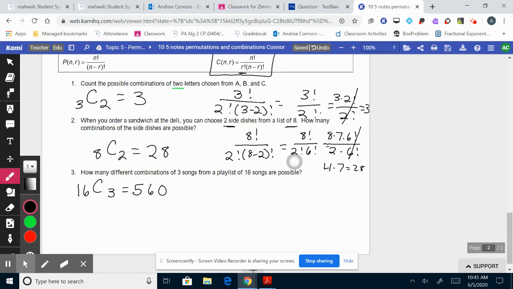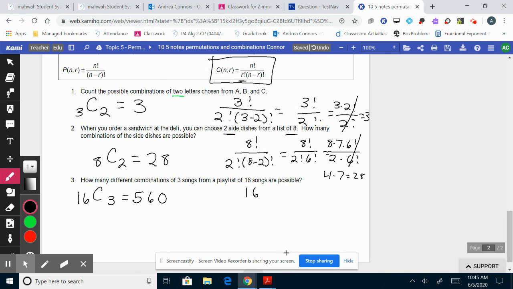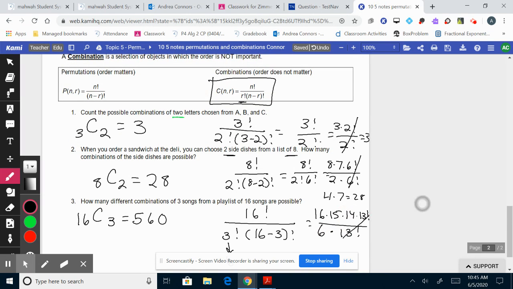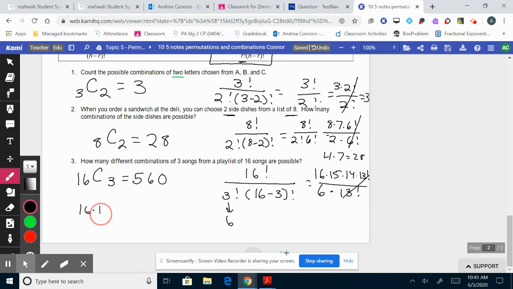If I wanted to use that formula again, I would use 16 factorial all over 3 factorial times (16 minus 3) factorial, which would be 16 times 15 times 14 times 13 factorial. 3 factorial is equal to 6, because 3 times 2 times 1, times 13 factorial, so those cancel. And you get 16 times 15 times 14 divided by 6.